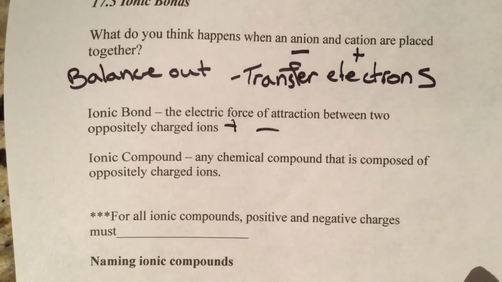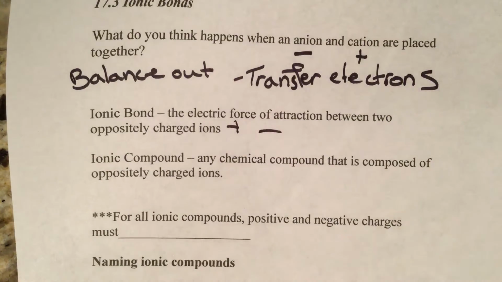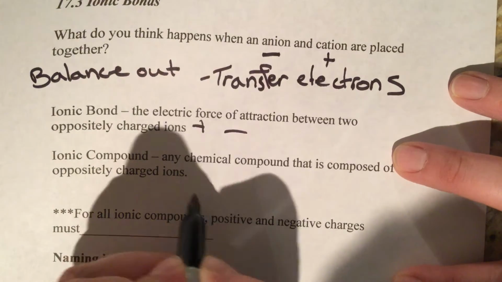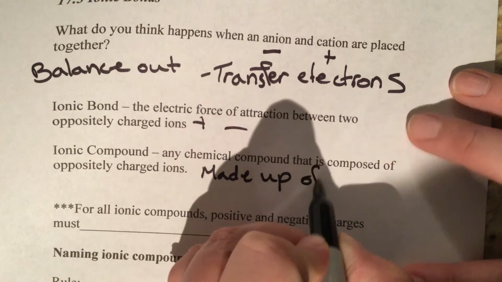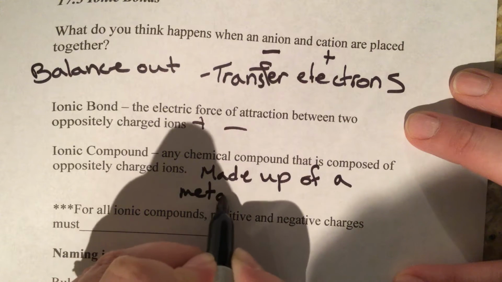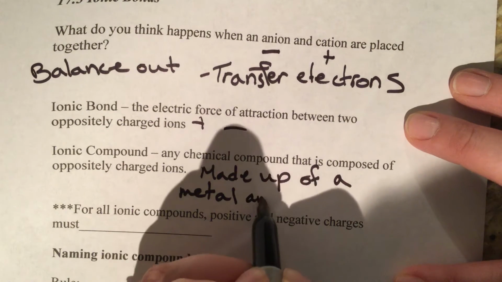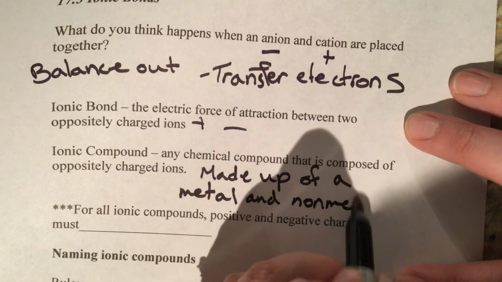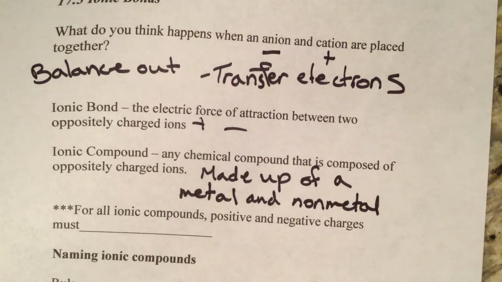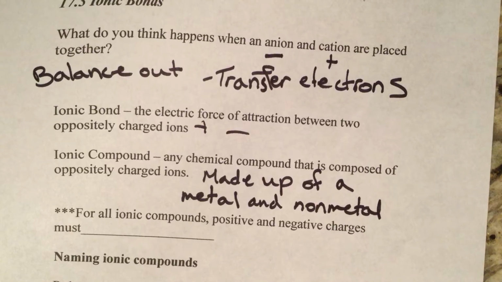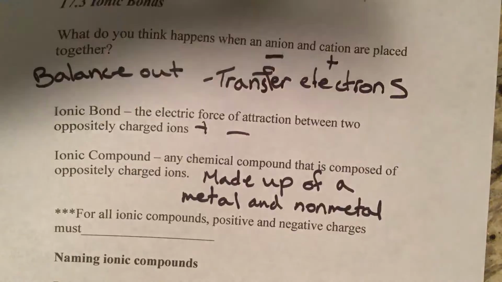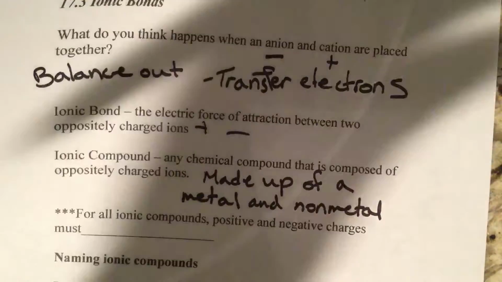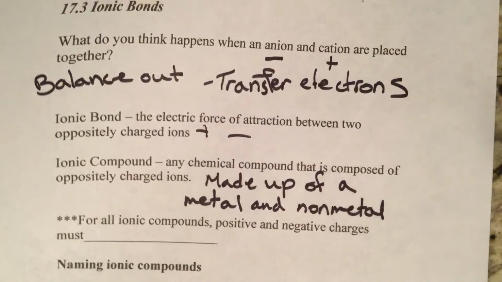Ionic compound: any compound that is composed of oppositely charged ions. I want you to write here as well: made up of a metal and non-metal. That's going to become key. Anytime you have electrons transferring, you've got to have both the positive and negative. The positive comes from the metal, the negative comes from the non-metal.